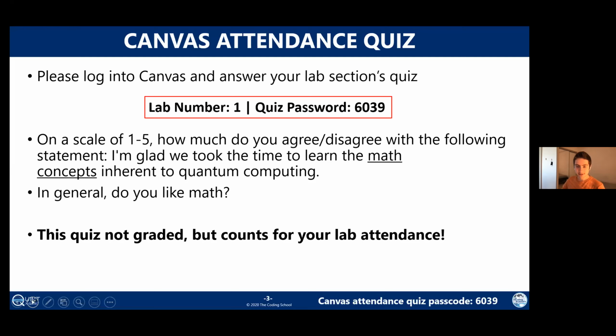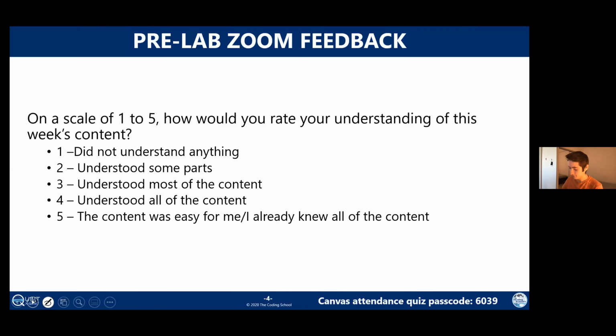Okay, awesome. So let's go on to the pre-lab Zoom feedback. I will pop up a poll on your screen as usual. On a scale of 1 to 5, how would you rate your understanding of this week's content? Thinking back to the lecture on Sunday, how did you feel? 5 is like you understood everything, no problem. 1 is you really felt lost. So let me know how you're feeling.